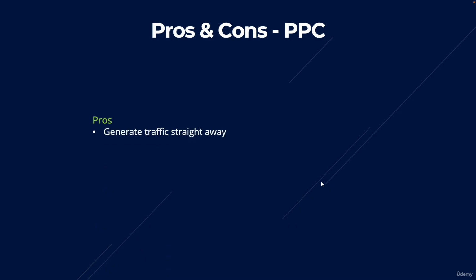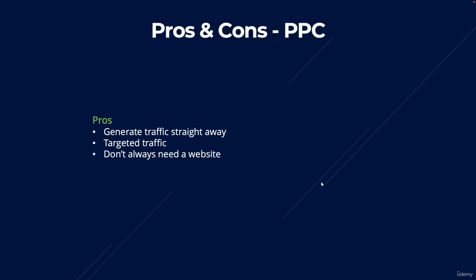Some of the pros of PPC is that you can generate traffic literally straight away. You can go onto Google Ads, create an ad, and literally within an hour, start to generate some clicks to your affiliate offers. The second pro of PPC is that it allows you to generate targeted traffic. You can tell Google what search terms in particular that you would like your ads to show for. Of course, you wouldn't create any ads for any irrelevant search terms.